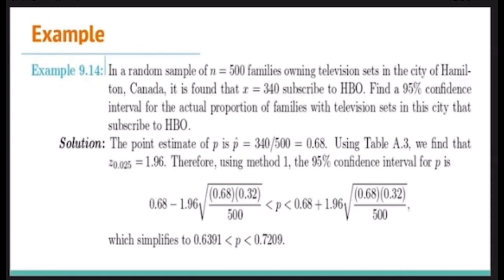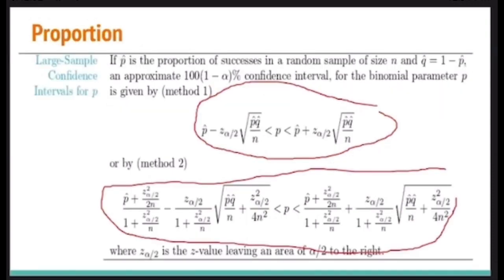Now, find a 95% confidence interval for the actual proportion of families with television set in the city that subscribe to HBO. If you want to use the formula, you need to first start from the point estimation. The point estimation is just the number that subscribe over totality. That's going to give you 0.68. Whenever you are working with proportion, the confidence interval is always going to involve Z. It's always going to be Z, the confidence interval for proportion. Does that make sense? Okay, so I just wanted you to take note of that.